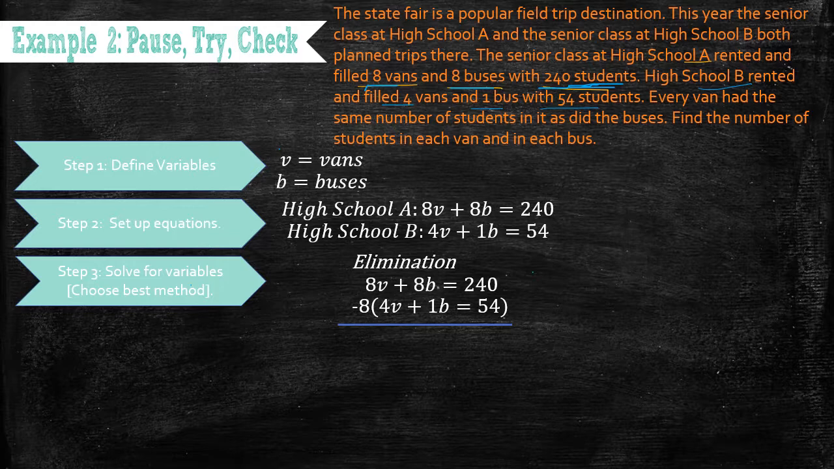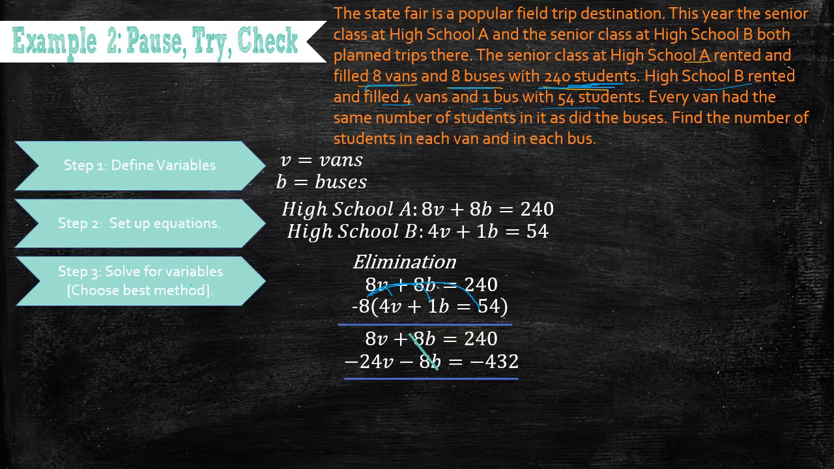The third step is to solve for the variables. So you could choose whatever method you like best. I've chosen to do elimination again. So in this case, I am multiplying that bottom equation by -8 so that my B or the buses will eliminate. So in order to do that, don't forget you have to distribute that 8 all the way through.